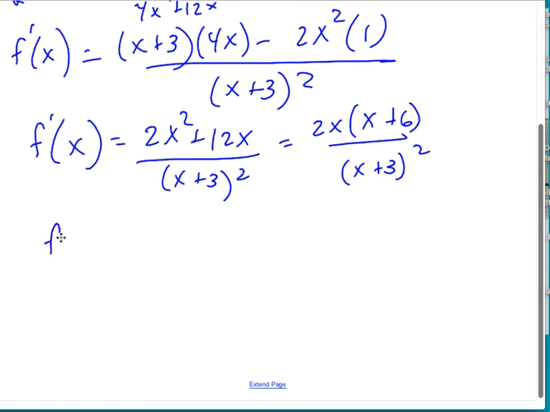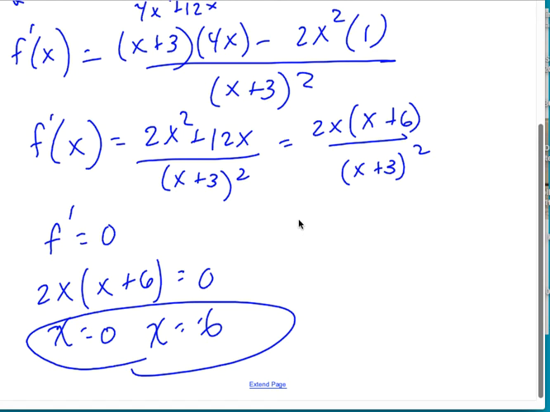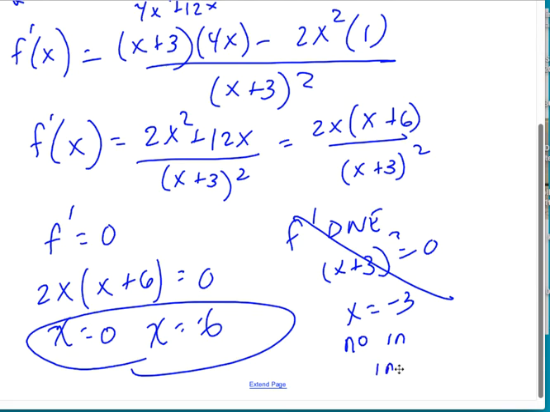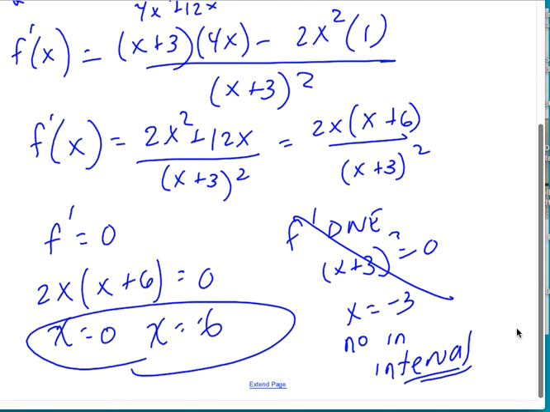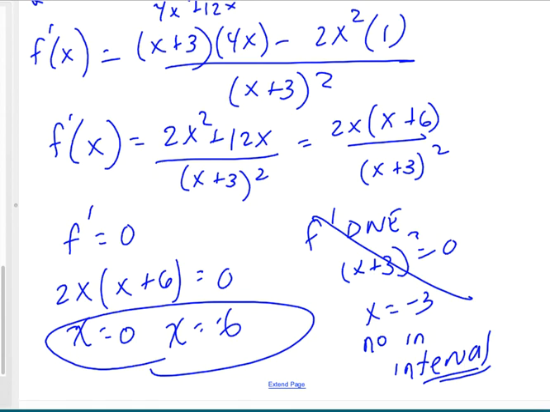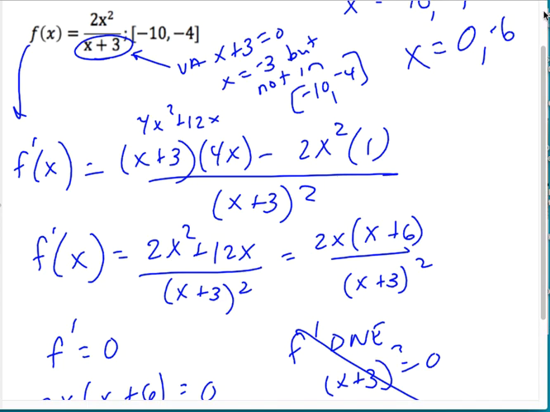So f prime is 0 when 2x times x plus 6 is 0, right? Which is going to either be when x is 0 or when x is -6. So those are those two answers. And f prime does not exist when x plus 3, quantity squared, is 0, which would be when x is -3. But this is not in the interval, right? So even though it's an important value, it's not going to be a critical number here because it's not in the window that I was given. But these two are both in the window that I was given. Sorry, shifted the whole thing over a little for a sec. So these are all in the window. Those are my critical numbers.